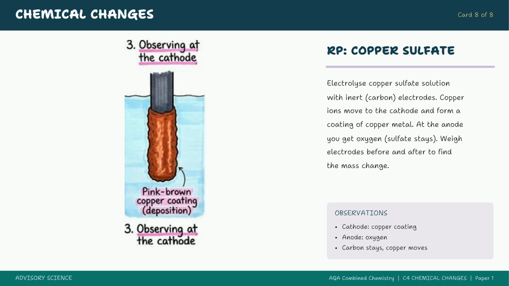If the electrodes are copper instead of carbon, the result changes. The anode disappears and copper transfers across, and that's how copper is purified industrially. Carbon stays, copper moves, oxygen escapes. 3 things happen, 1 at each spot in the cell.